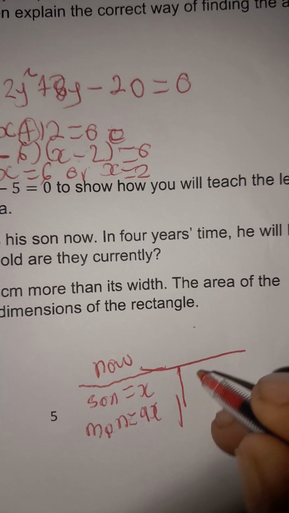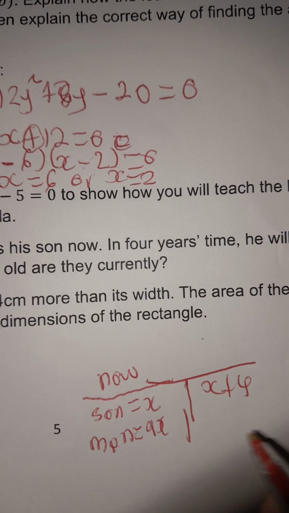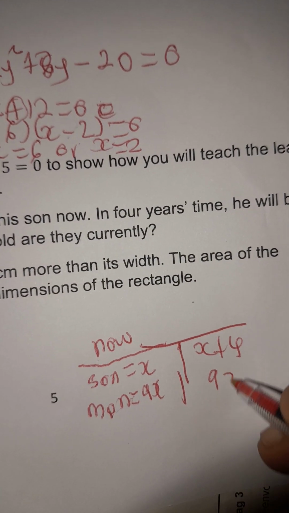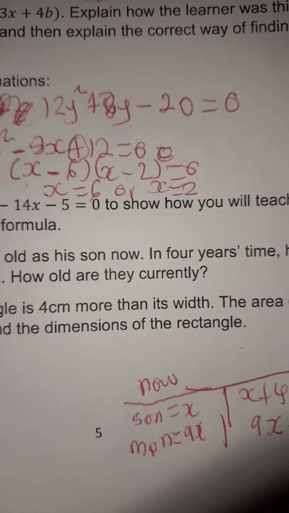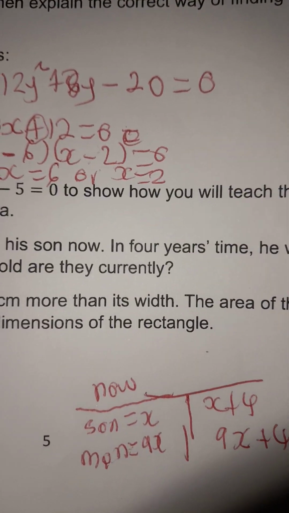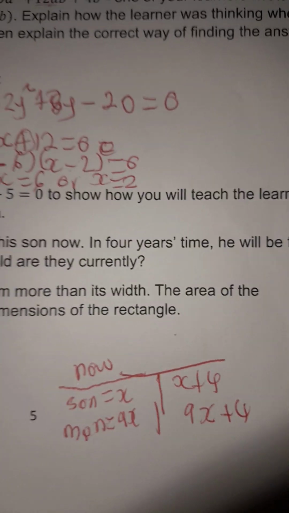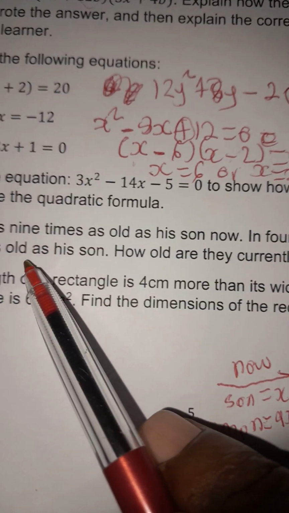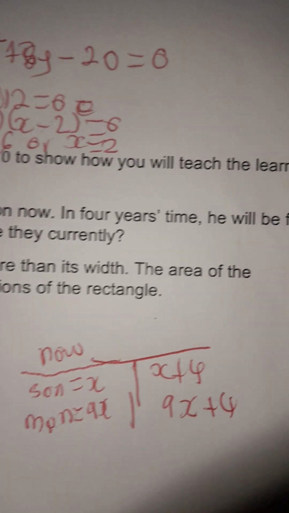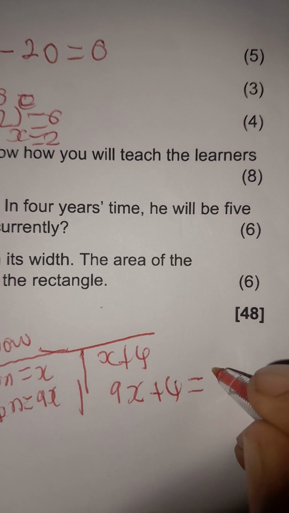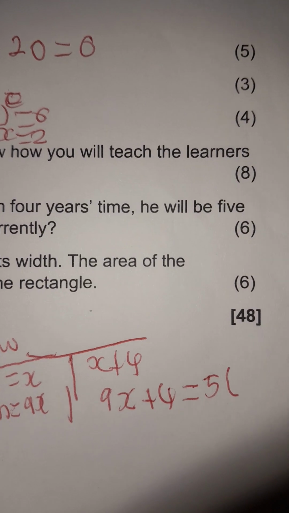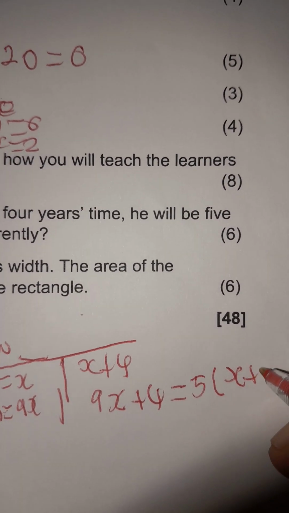So the son will be x plus 4. Yes, we add 4 in 4 years time. Then what about the man? The man will be 9x plus 4. Remember, 9x plus 4. We are not done, guys. From here, they said he will be 5 times as old as his son. Remember that his son in 4 years time will be x plus 4. So we have our equation there.